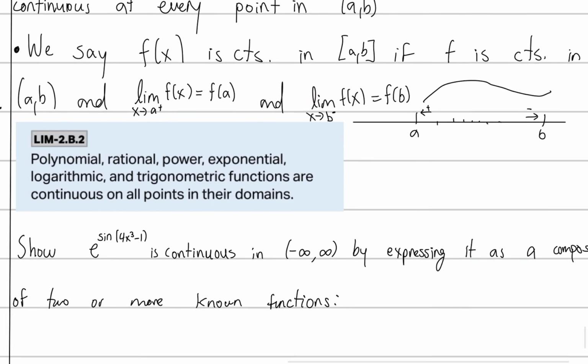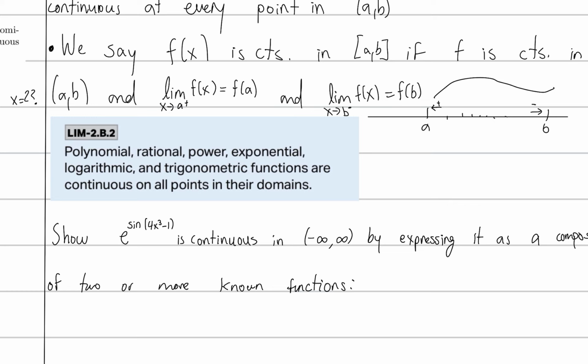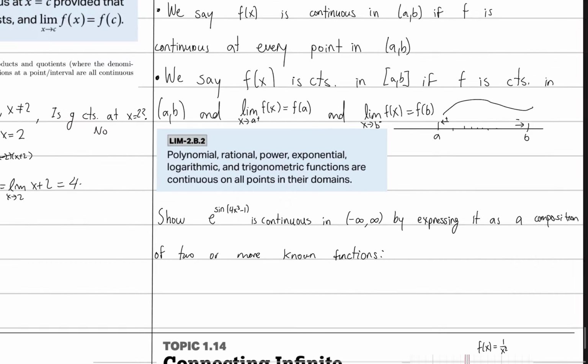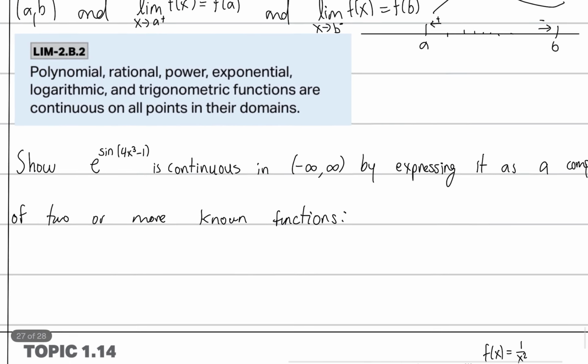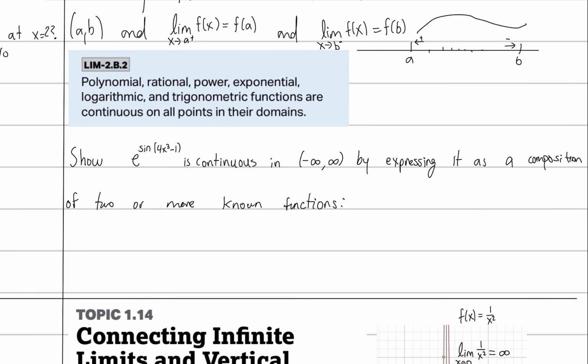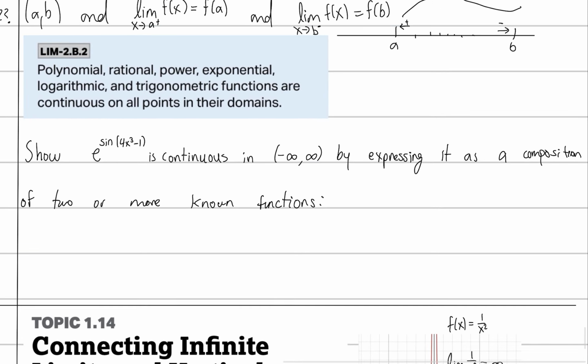Now, it's very important to notice that polynomial, rational, power, exponential, logarithmic, and trigonometric functions are all continuous on all points of their domains. So they're continuous over their domains, right? Very important that you know this. So, for example, here's a question assessing understanding. Show that e to the power of sine of 4x cubed minus 1 is continuous for all real numbers, in the set of real numbers, by expressing it as a composition of two or more known functions.